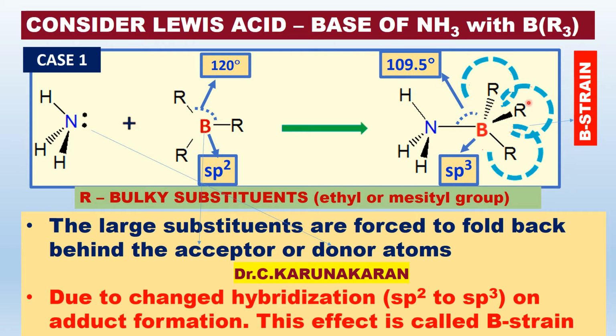Because of this, there is steric congestion behind the boron atom. This causes back strain and affects the stability of the adduct, and the basic strength is decreased. Because of this, it is not ready to donate. It is not ready to accept the electron pair from the amines or ammonia.